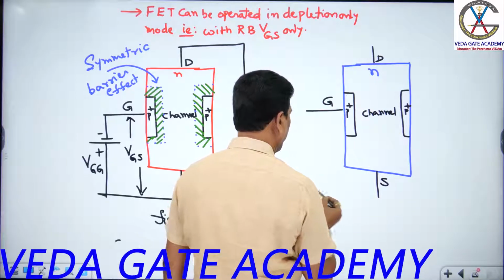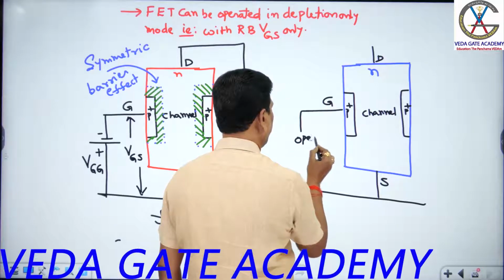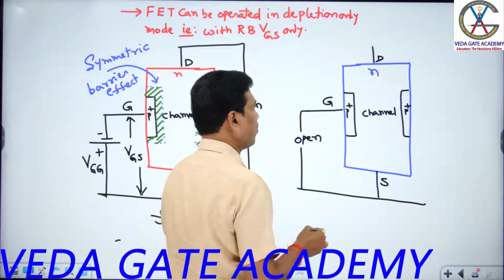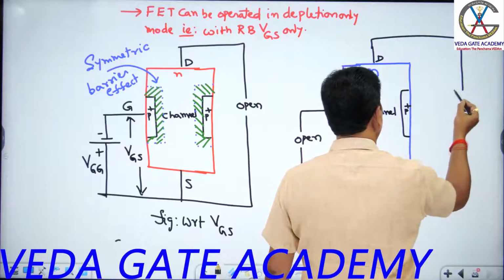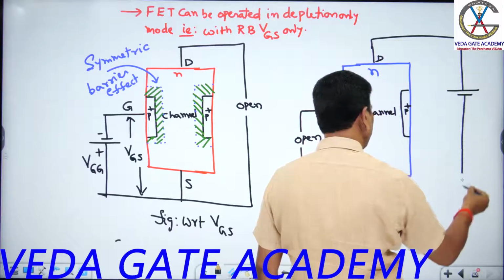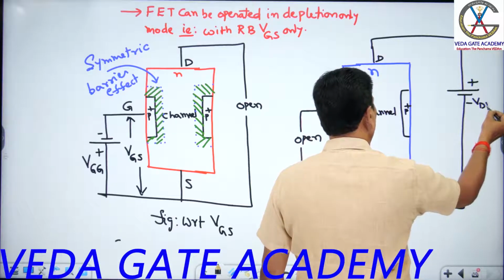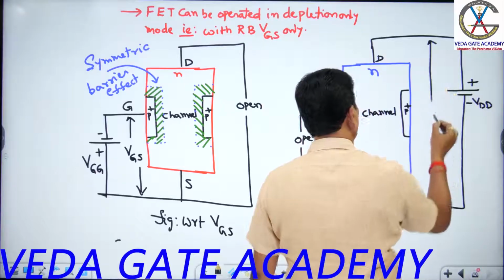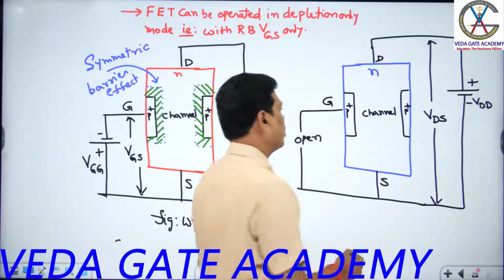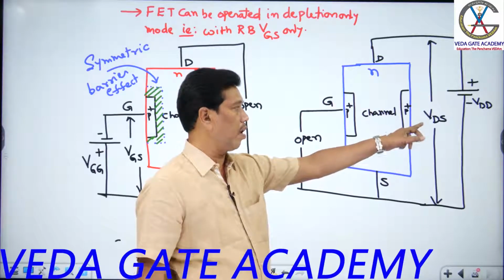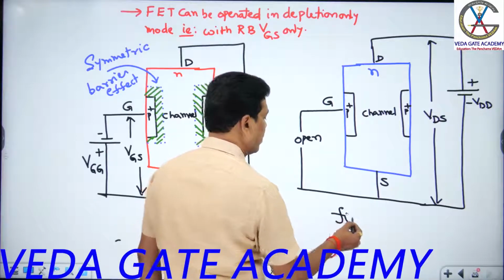So now I keep the gate to source open, students. I can apply a drain supply between the drain and source, keeping the drain positive with respect to source for the N channel. So this is the drain supply, and the corresponding voltage, drain to source voltage, is called simply drain voltage. Now, what is the effect of that drain supply or drain voltage on this channel, I can discuss, students. With respect to drain voltage VDS we can discuss now.